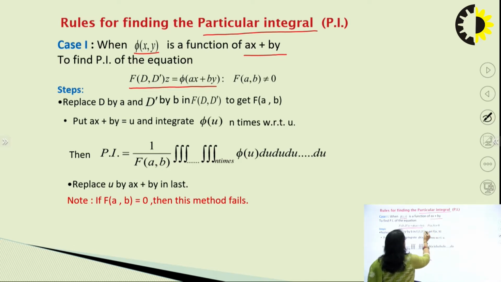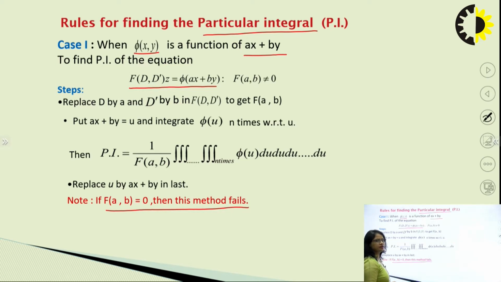F(a, b) means when we replace D by a and D' by b, we should not get the value of the function as 0. If it comes out to be 0, then this method will fail. So this method is applicable only when the function value is not equal to 0. So what is the process to find the PI of such functions? We will replace D by a and D' by b, to get f(a, b).